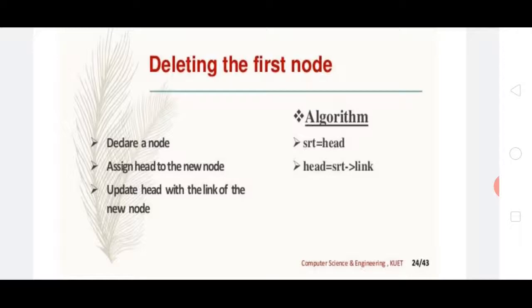First assign the pointer head address to the SRT. The next one is that head is equal to SRT is pointed to link, meaning SRT is pointed to the link address which is assigned to the head variable.